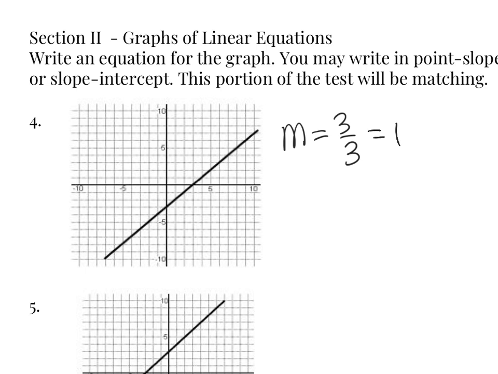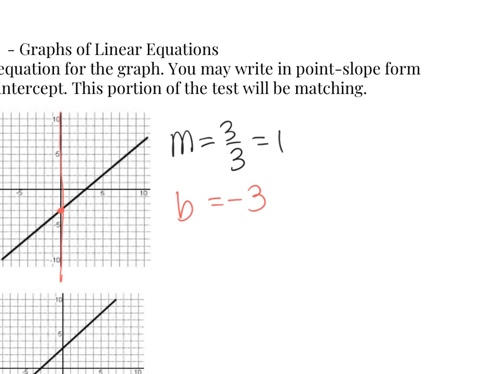That's our slope. Now, is there a y-intercept on here? Does it cross the y-axis? Yes, it does at -3. That's going to be my b. So since we have a slope and an intercept, let's put it into slope-intercept form. Y equals x minus 3, because we know we have the imaginary 1 here. And you're done.